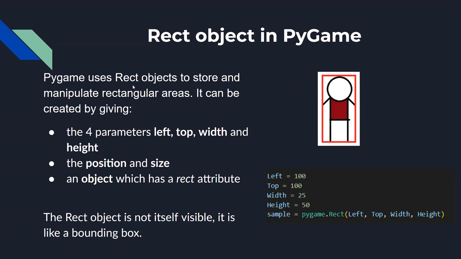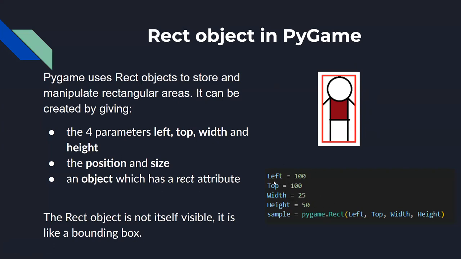How can I create the rect object? I can create it by giving four parameters: the left point, the top point, the width of the rectangle, and the height of the rectangle. Or I can give its position and size, or an object that has a rect attribute. We don't need these two; we can just focus on the first statement. Please note that this rectangle will not be visible. Let's see how we can create it.